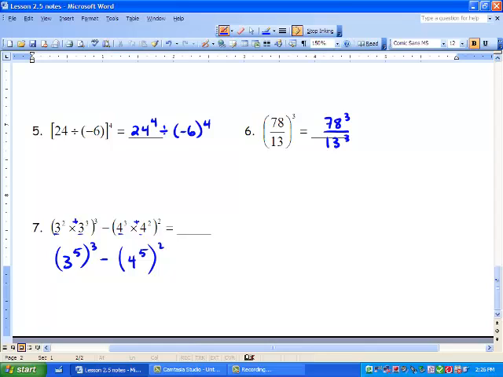Now what we're going to do is we're going to use power of a power, and we're going to get 3 to the 15, we multiplied these, minus 4 to the 10.